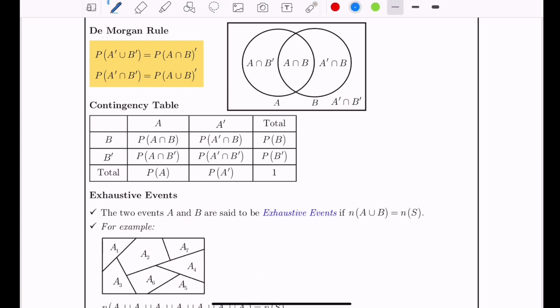If you can't remember De Morgan's rule, we can also find the meaning of probability of A prime union B prime by using a Venn diagram. First, A prime. What does A prime mean? Not A. So we shade the region which is not A. Next, the event involved is B prime. So next we shade not B, everything outside B.